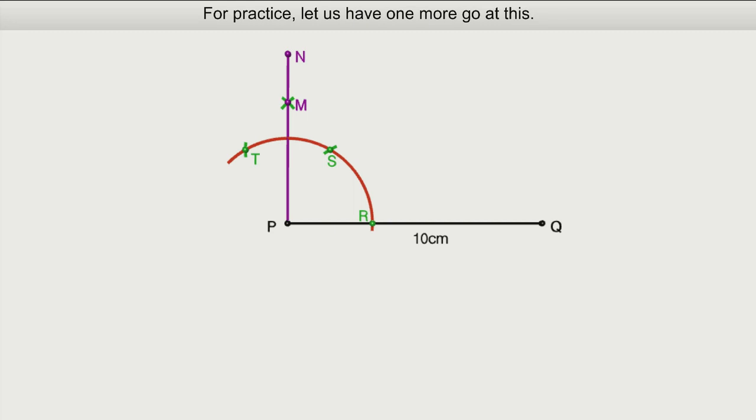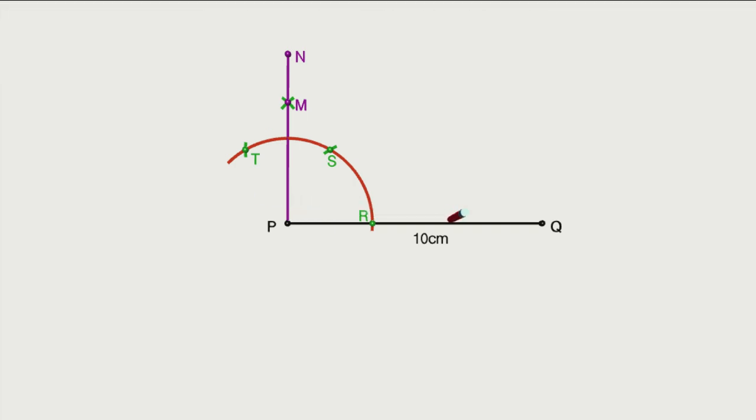For practice, let us have one more go at this. Let J be any point other than P and Q on PQ. That's point J. Let us draw a perpendicular at J to PQ. I am going fast with these steps. Don't change the radius there. Again, don't change the radius.